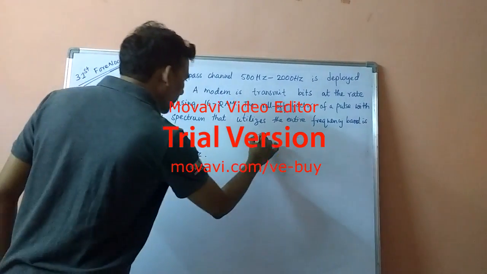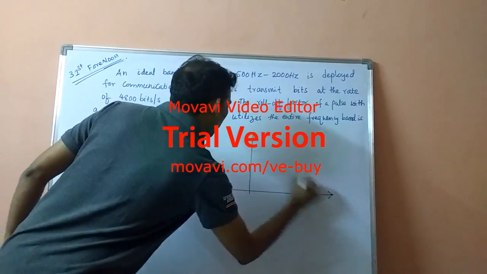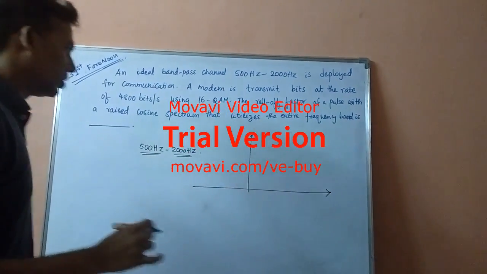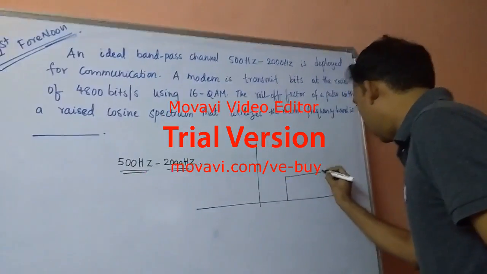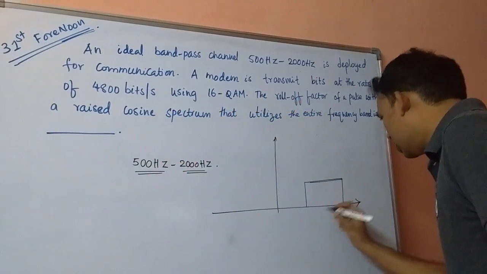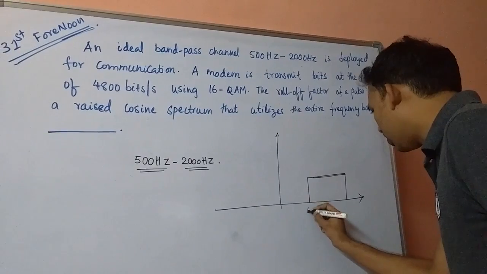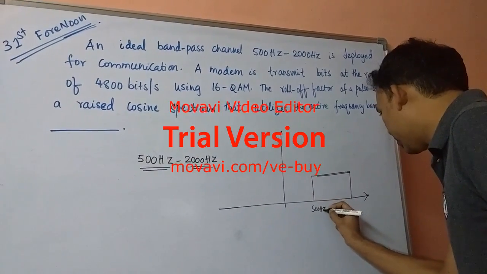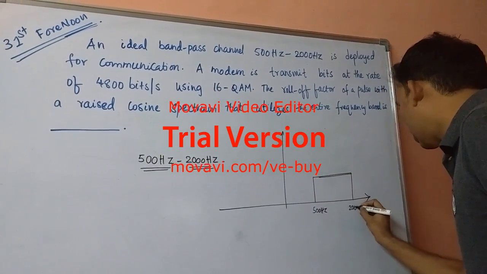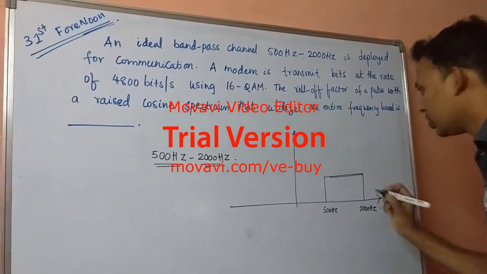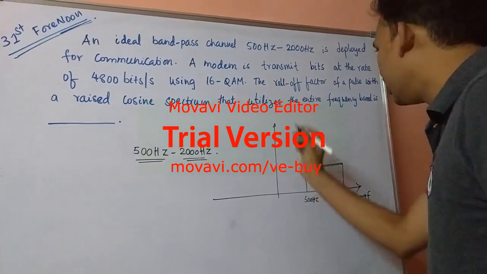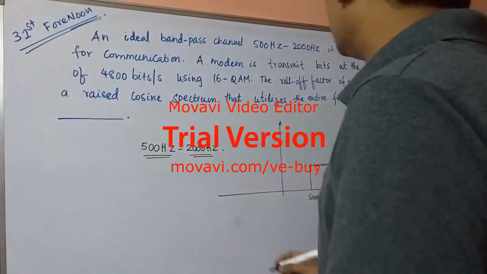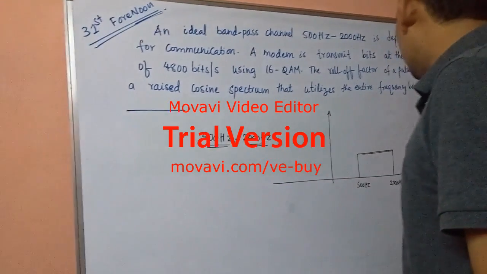Now I am drawing a diagram for an ideal bandpass channel, which is a constant from 500 Hz to 2000 Hz. I am drawing only the positive spectrum, not the negative portion. The negative portion should be symmetric with respect to this, and this is the channel spectrum.